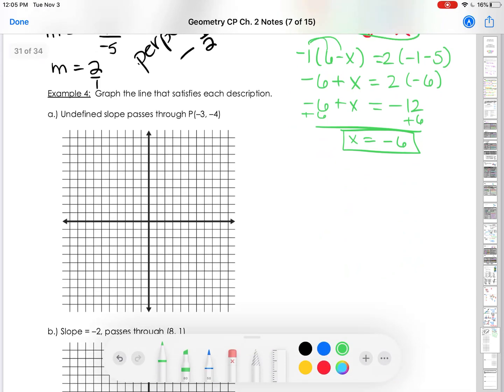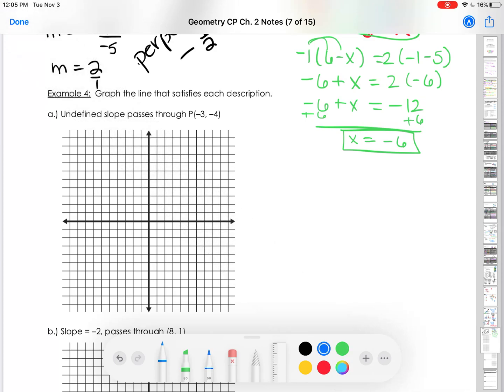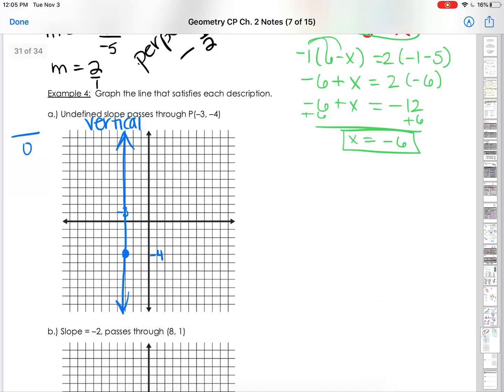Okay. And the next one, we want to graph the line that satisfies the description. So we have an undefined slope, okay? Anything that is an undefined slope is going to have a 0 in the denominator, okay? And it has to pass through the point -3, -4. So let's plot -3, -4. -3, -4 will be right here. That's where this is -3 and this is -4, okay? All right, so here's my point. If it's an undefined slope, that means it is a vertical line, if you remember from Algebra 1. So there's my vertical line.